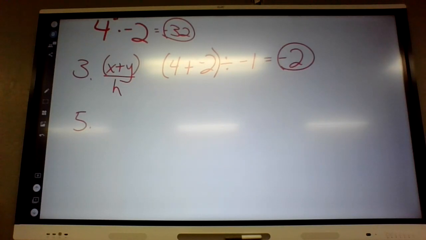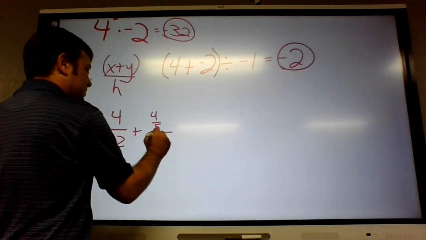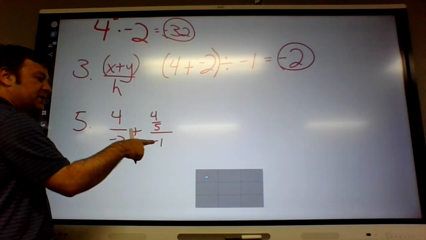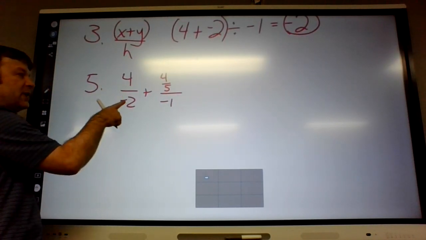Okay, number 5. This one's a little confusing. x over y plus z over h. So 4 over negative 2 plus 4/5 over negative 1. This is a little confusing because it's like a fraction inside of a fraction. Clara, what's 4 divided by negative 2?